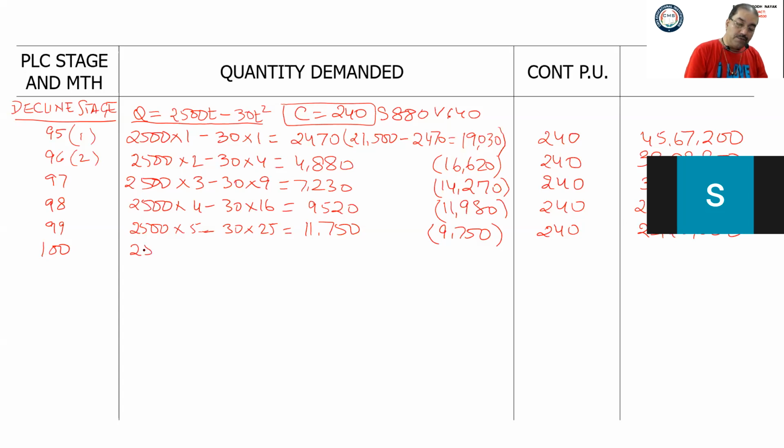Month number 100. 2,500 into 6 minus 30 into 36. 13,920. 7,580 into 240. 7,580 into 240 is 18,19,200.